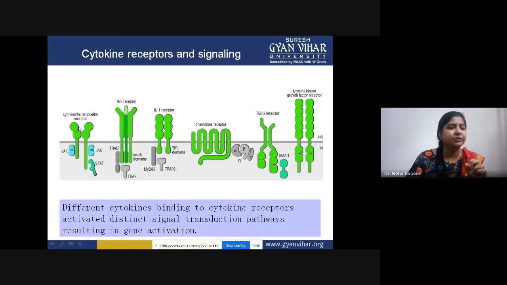As you can see, the cytokine hematopoietin receptor contains JAK and STAT factors in its cytoplasmic domain. This is the TNF receptor, which contains TRADD and TRAF factors. Interleukin 1 receptor contains MyD88 and TRAF6. Chemokine receptor is a transmembrane spanning receptor. This is the tumor growth factor beta receptor. This is the tyrosine kinase growth factor receptor.